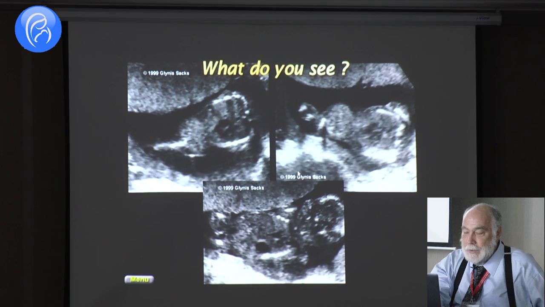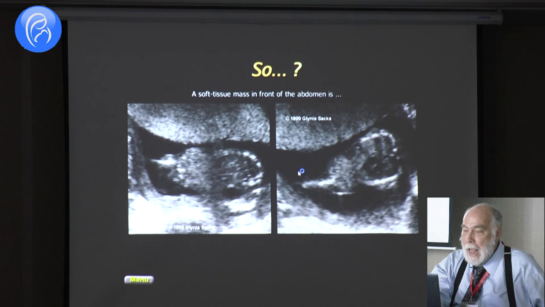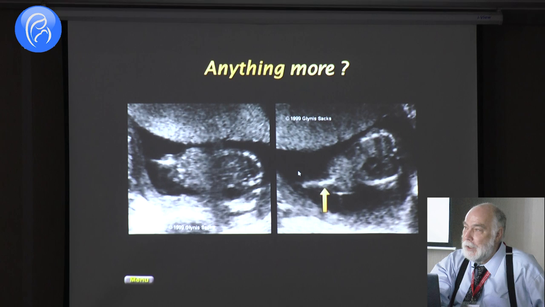We have a soft tissue mass in front of the abdomen, and the most likely diagnosis here is omphalocele. However, could it be gastroschisis? No, because gastroschisis would have irregular edges. Now, what is this thing here?